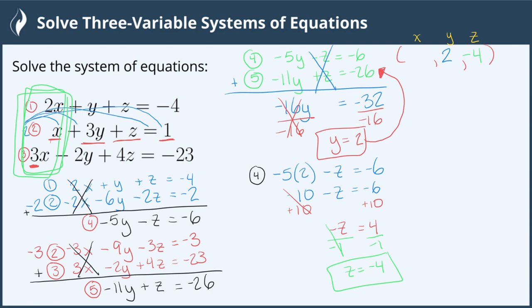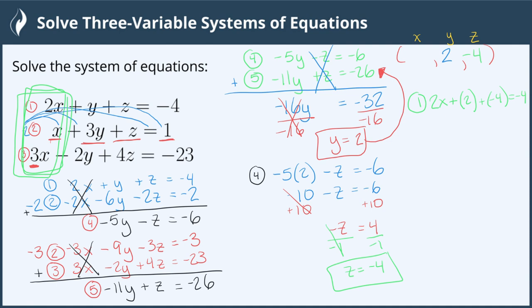Now that we have two coordinates, we can go back to any of the first three equations to find our last coordinate. Equations 1, 2, or 3 have all three variables, and when I substitute two of them in, that leaves me with one left. Which one looks the smallest? I'm going to go with equation number 1. So I'm going to write equation 1 here, which is 2 times x. We don't have the x yet. We're looking for that. We'll substitute the y in, which is positive 2, and substitute the z in, so plus negative 4, and this equals negative 4.